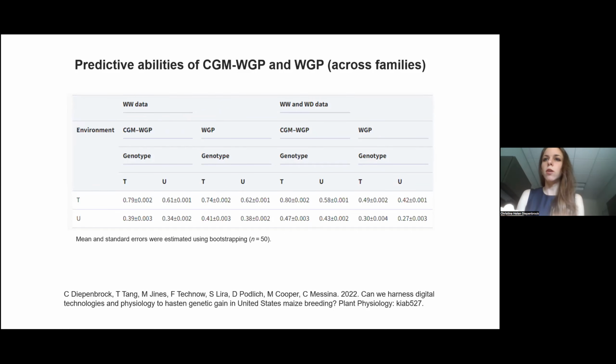Now, when we started to integrate data from the managed stress environments, where this abbreviation represents water deficit environments, we saw that the predictive abilities in CGM-WGP were maintained, so 0.79 versus 0.8, 0.61 versus 0.58, et cetera. Whereas those of WGP did end up suffering. We saw 0.74 to 0.49, 0.62 to 0.42, et cetera. So CGM-WGP was performing at parity with WGP even in well-watered environments, and was able to maintain its accuracy even after information from managed stress environments was incorporated. These were pretty interesting findings for us going forward.